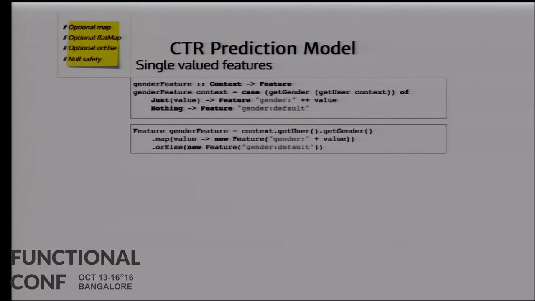In case of gender, we either know the user's gender or we don't. So this can be represented using a maybe type, and we can pattern match on the gender. If it's nothing, we generate the gender:default feature. And if it's a value wrapped in just, we generate the gender:male or gender:female feature. So the way to combine this for CTR prediction is to generate all of these features for all the attributes, look up all the coefficients, and then reduce the value to a pctr.